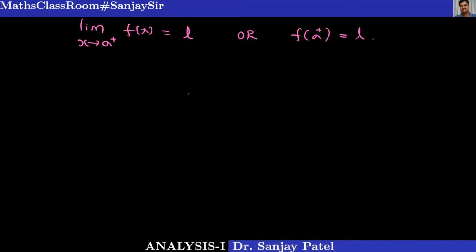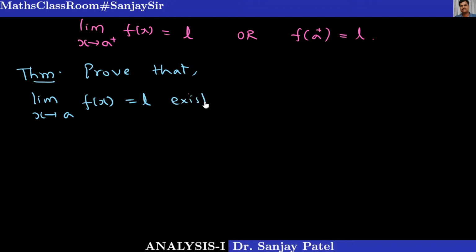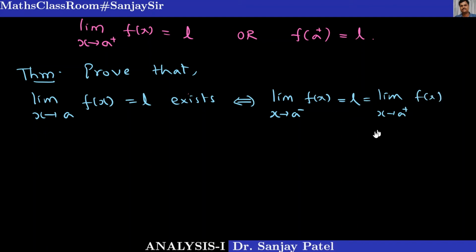So I can write that as a result, or a theorem. Prove that limit x tends to a f(x) is equal to L exists if and only if both left and right limit exist and they are also equal to L. That is, if and only if limit x tends to a minus f(x) exists and is equal to L, and also limit x tends to a plus f(x) exists and is equal to L. So both exist. So this is a theorem.